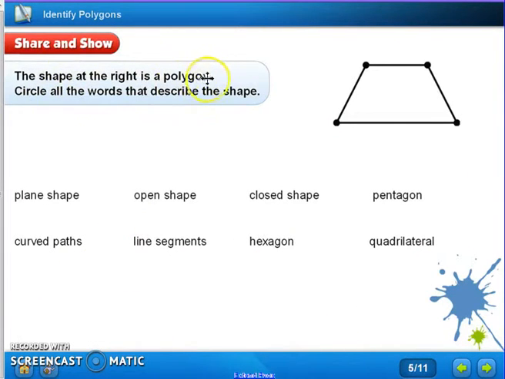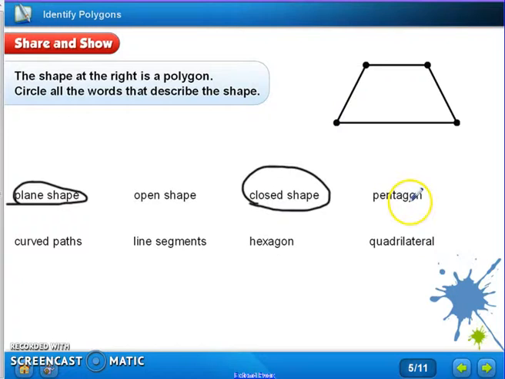It says the shape at the right is a polygon. Circle all the words that describe the shape. Okay, so is it a plane shape? Is it flat? Yes, it is, so we can circle that one. Is it open? No, nothing can get in from the outside, so it's closed. It is not open. Is it a pentagon? Well, pentagons are 5-sided. This is only 4-sided, so it is not a pentagon.